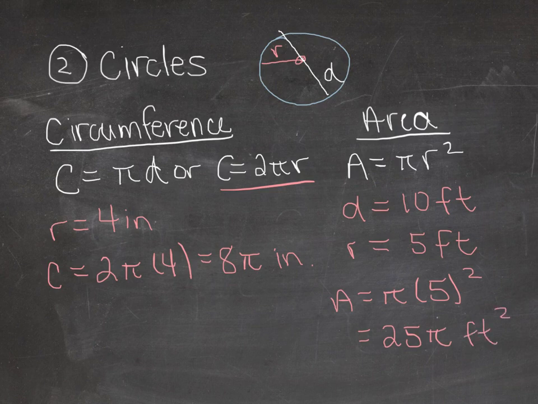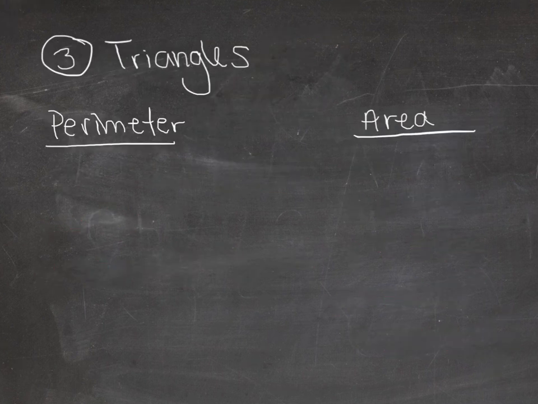Okay, and then the last shape is triangles. So a triangle is a figure with straight sides, so the perimeter is just going to be the sum of all the sides. Sum of the 3 sides.